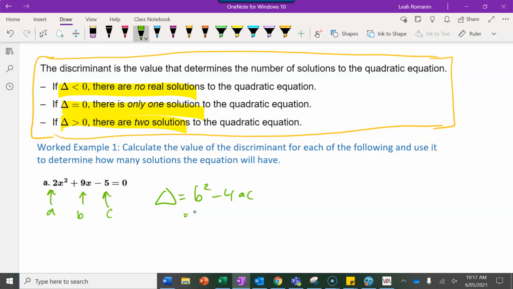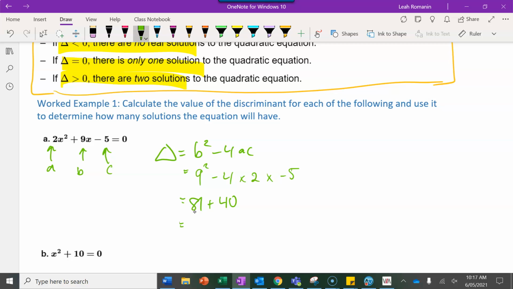So b, 9 squared minus 4 times 2 times negative 5. So 9 squared is 81. Negative 4 times 2 is negative 8, times negative 5 is positive 40. So my discriminant is going to be equal to 121.